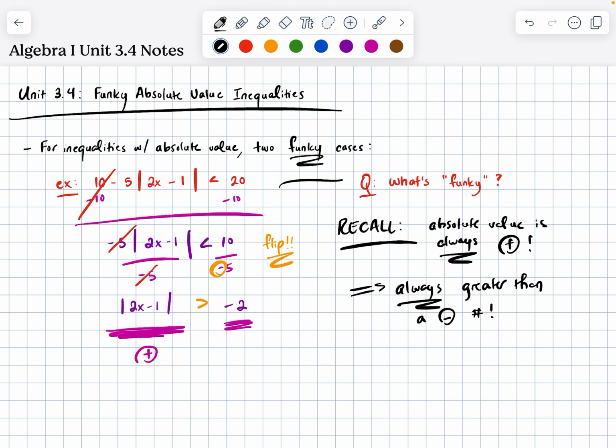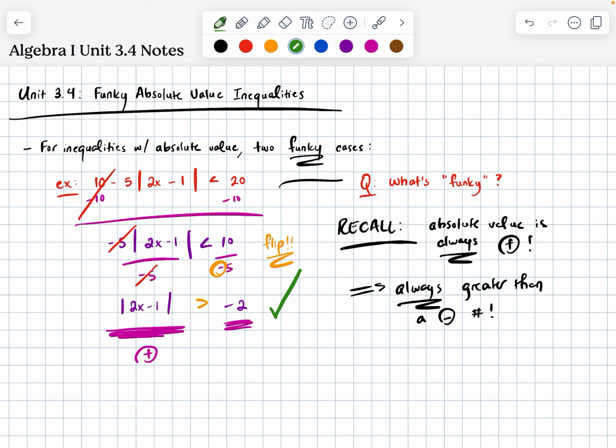So what this is saying is that the inequality that I've written, because absolute value is always positive and a positive number is always bigger than a negative, this is by default a true statement. This is always true.